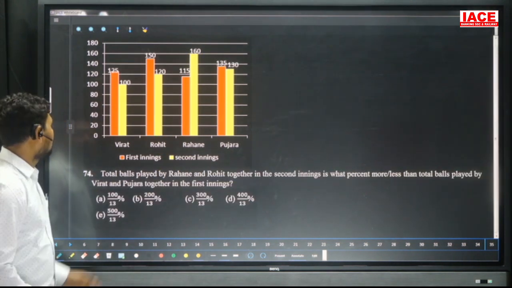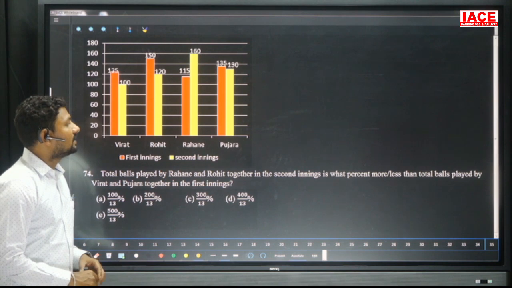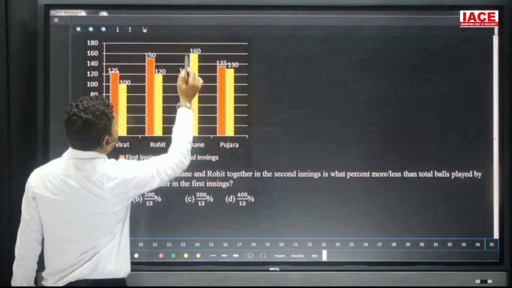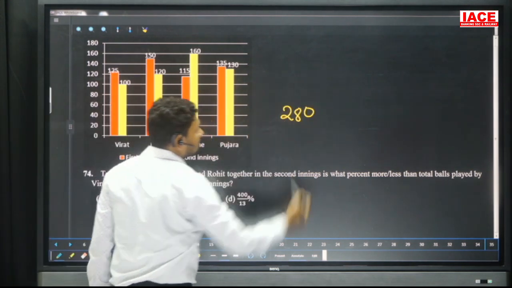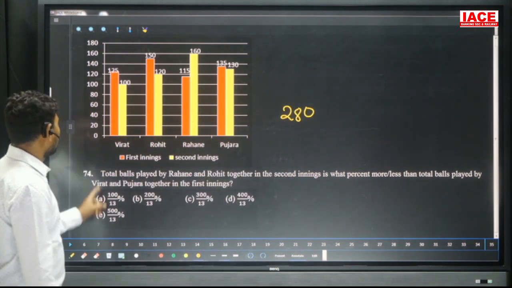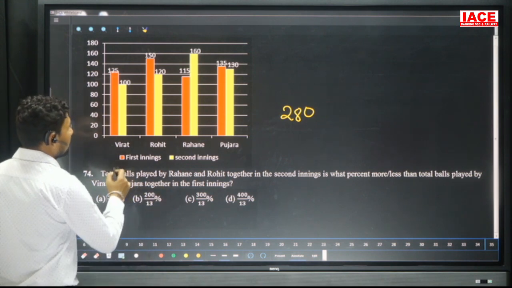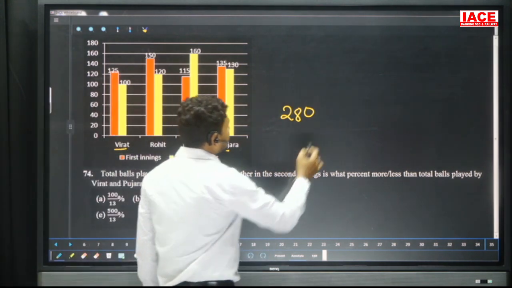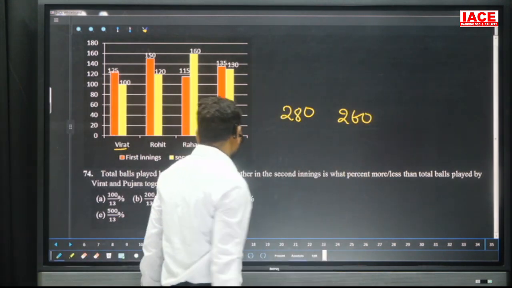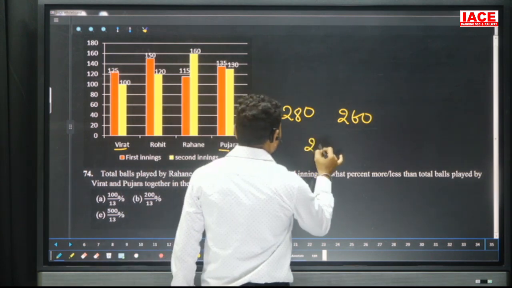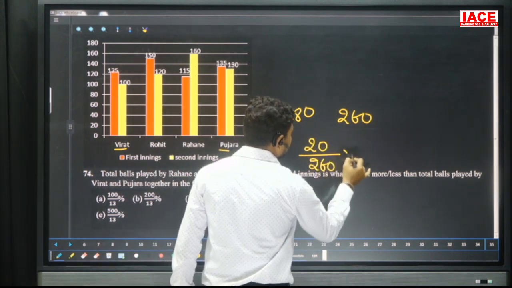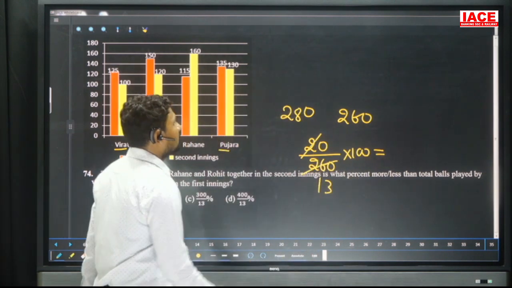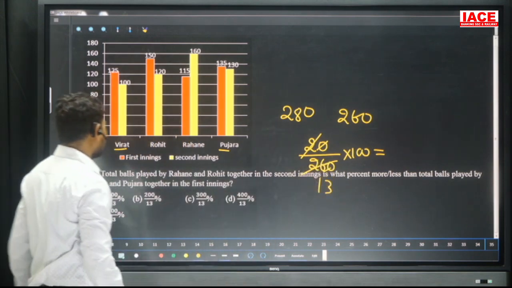Next, 74th question. Total balls played by Rahane and Rohit together in the second innings is what percentage more or less than the total balls played by Virat and Pujara in the first innings? Rahane and Rohit in the second innings: 120 plus 160 is 280. Virat and Pujara in the first innings: 125 and 135 is 260. 260. How much less? 20 less. So 20 by 260, we need percentage, multiply with 100. 2 into 13 is 26, and here the 0 also cancels, 100 by 13 percent. Option is A.